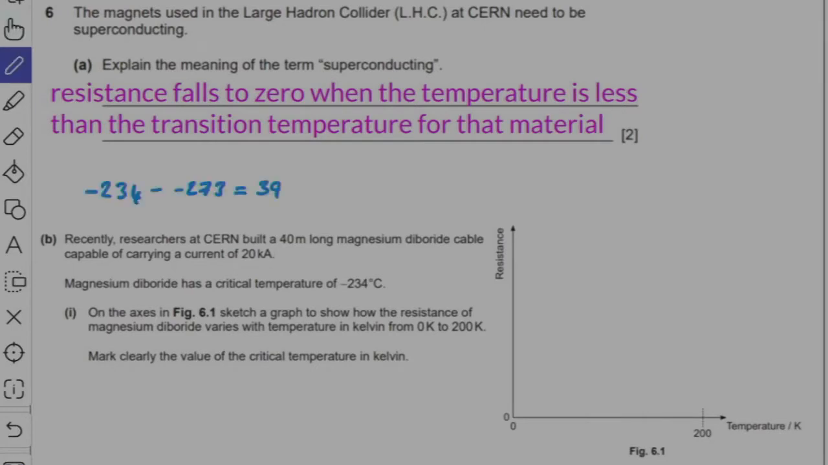Now you could just say 273 minus 234 is 39, but technically we're subtracting the lower number, which is minus 273, from the higher number, which is the minus 234. So minus 234 minus negative 273 gives us 39. And so the value we want to put on the graph axis is 39 kelvins. That's the transition temperature. And so for any value below that, we have a resistance of nothing. And then at that temperature, the resistance goes back to its normal. And then previous to that, we had a decreasing resistance. So our graph should look something like that.